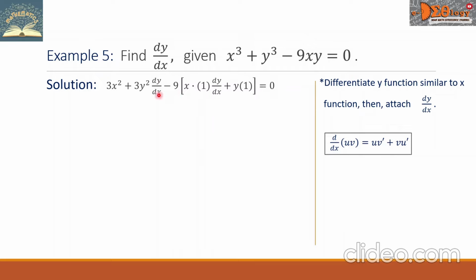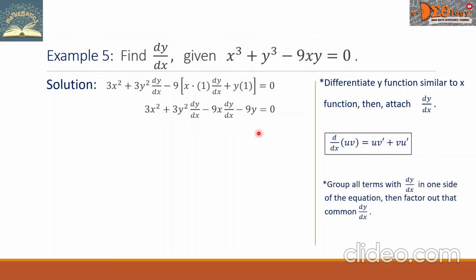Let us simplify this part now. So the negative 9 is multiplied to the first group and the negative 9 multiplied to the second group. The first group becomes negative 9x dy over dx. And the second group, negative 9 times y is negative 9y. And from here, we're going to group all terms with dy over dx in one side of the equation.